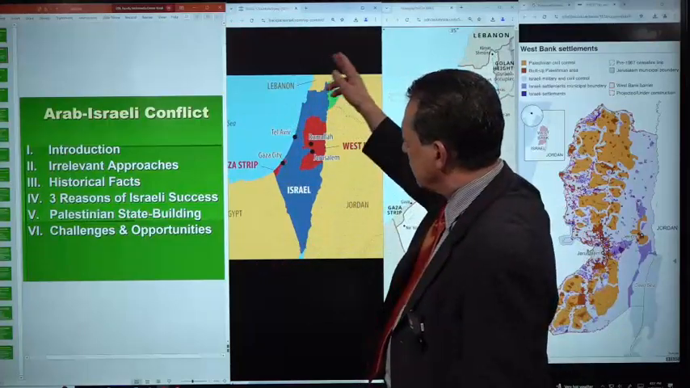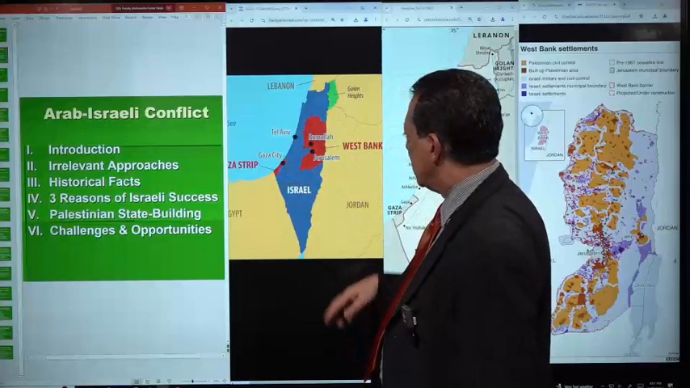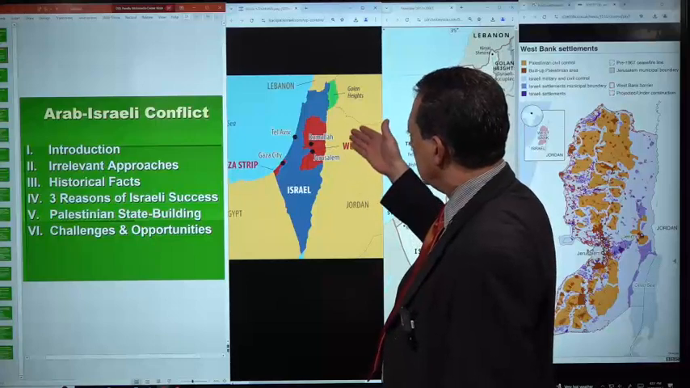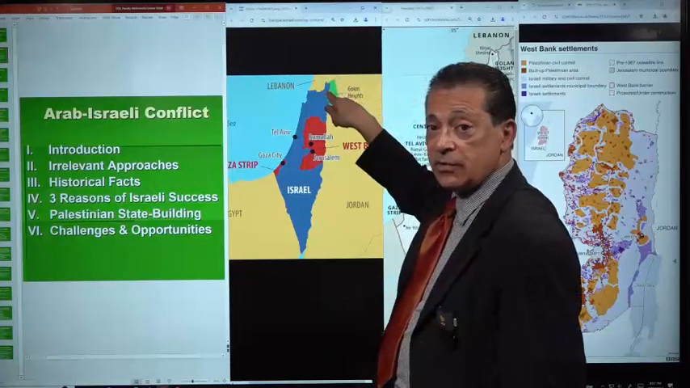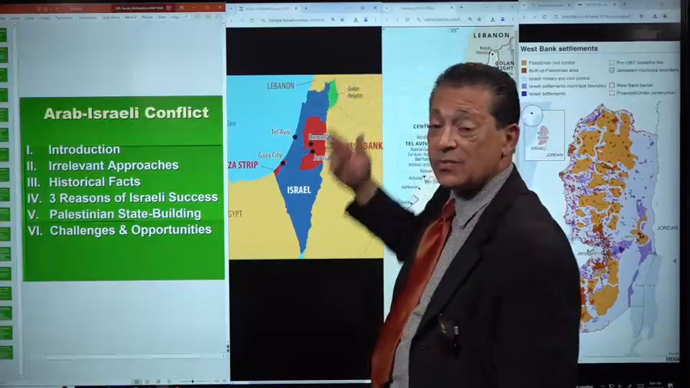It shows basically what we call Israel proper. It shows the West Bank. It shows the Gaza Strip. It also shows the Golan Heights. You see the green part? That's the part that Israel has occupied from Syria, and it's very high. That's what they call it, heights.